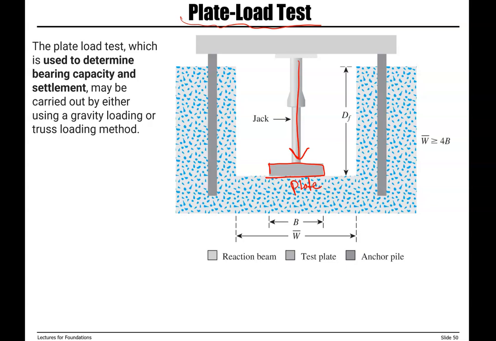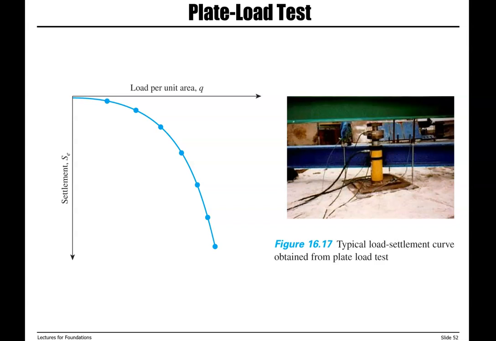Again, very simple test. We have a plate, place it on top of the soil layer. A hydraulic jack is used to apply load to measure the actual bearing capacity and settlement. So again, we have a plate and load is applied. We measure load per unit area, or Q, load per area, and we measure settlement. And then we have our load per unit area versus settlement curve.